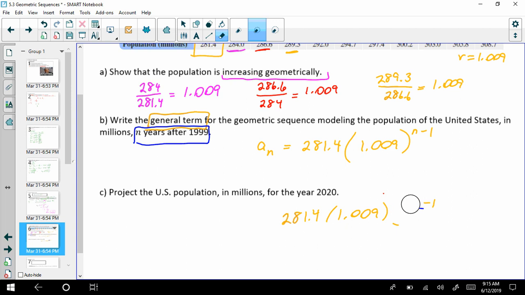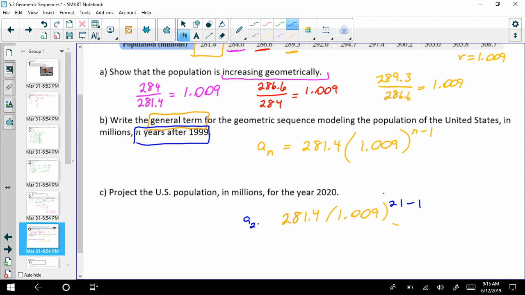So let me erase that. So what would I plug in for n? Well, you have to tell me how many years after 1999 is 2020. So if you subtract them, we find out that 21 years have passed since 1999. And then I still have minus 1 in the formula. So that's what we're finding.